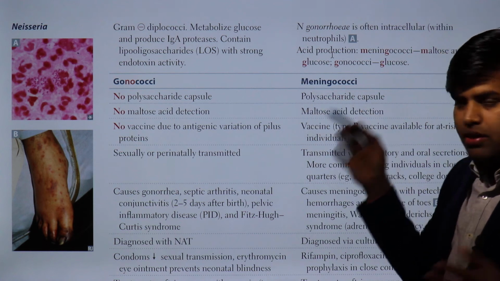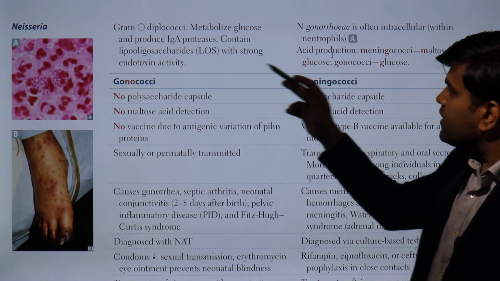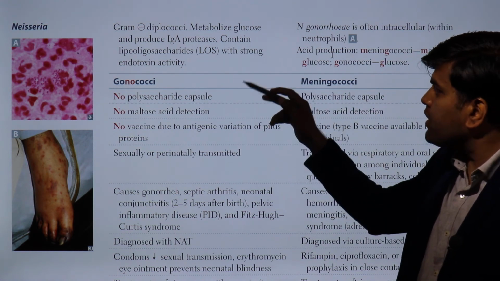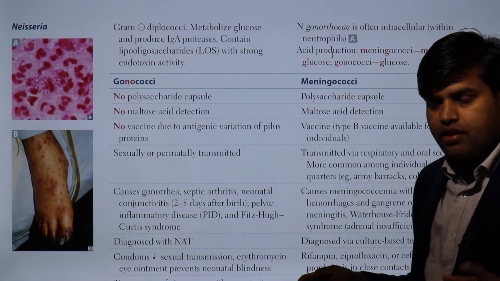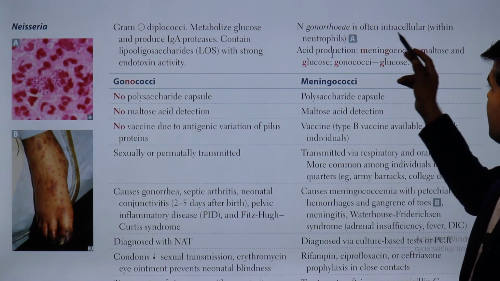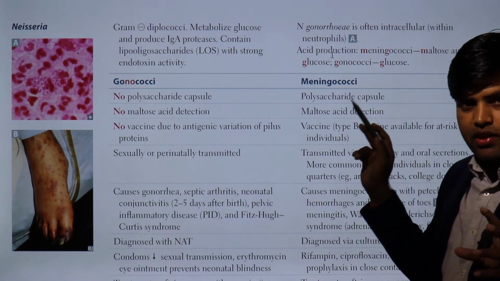This enzyme cleaves the protective layer. They contain the lipopolysaccharide. Since they are gram negative, they have endotoxic activity. Neisseria gonorrhoeae is often intracellular within the neutrophil. That is an important point.